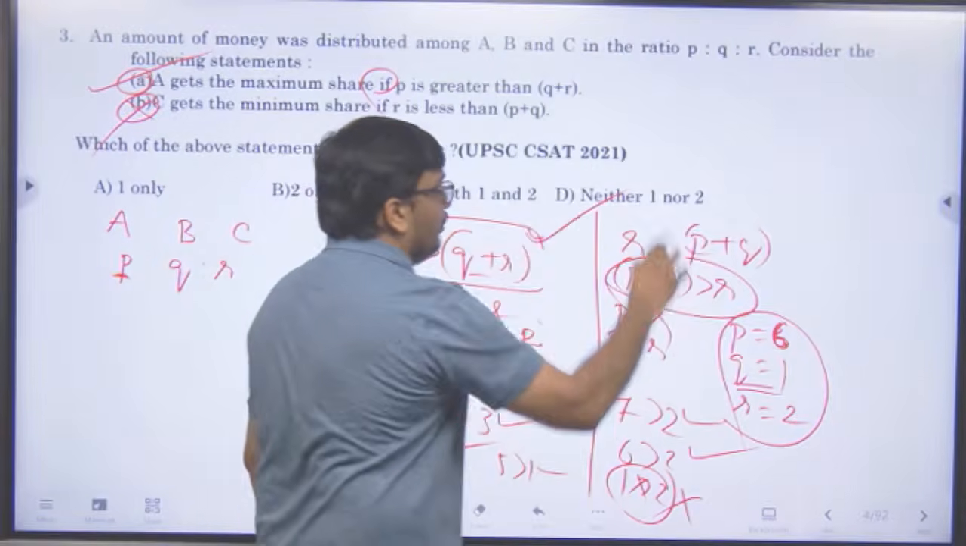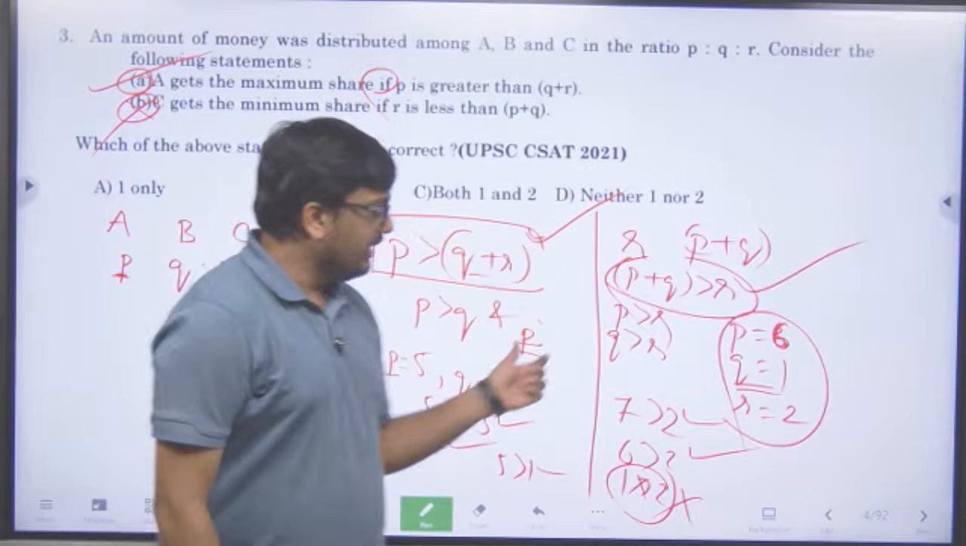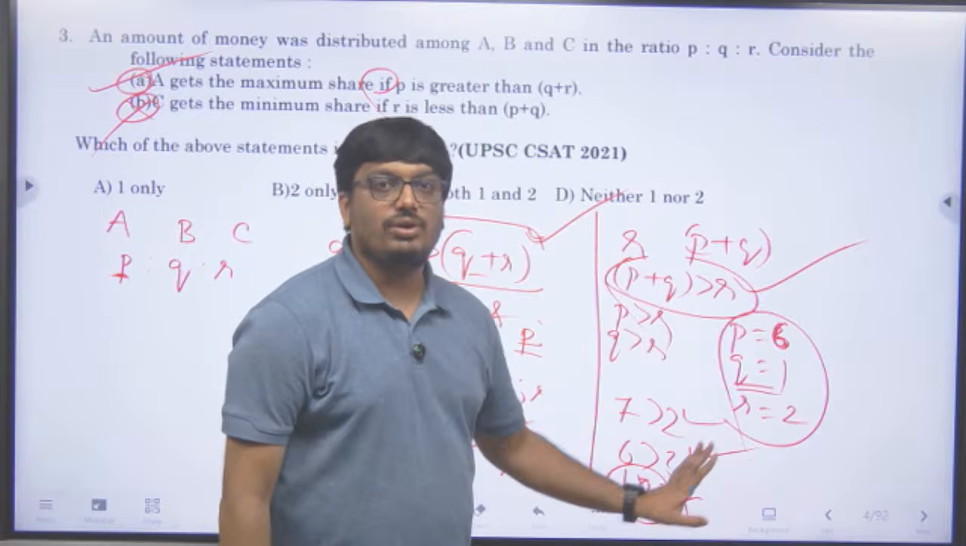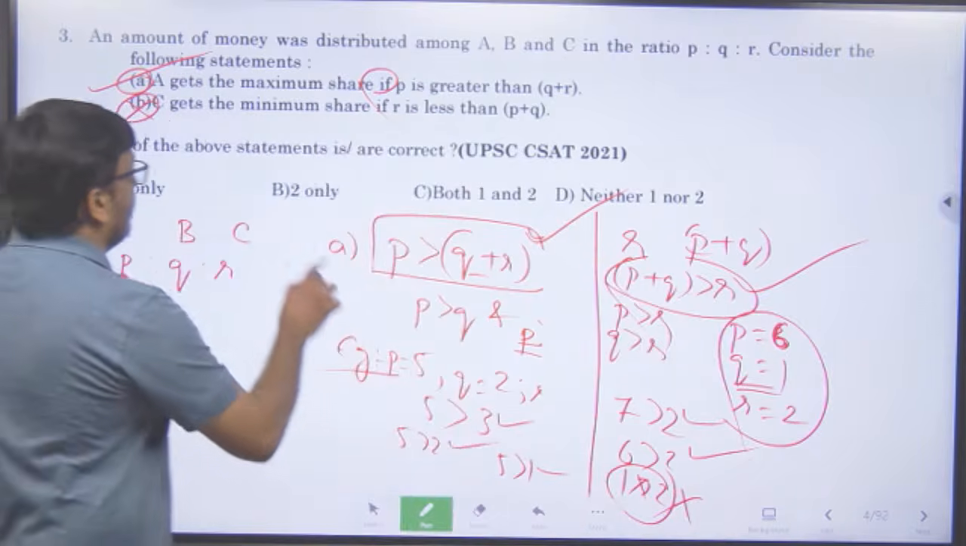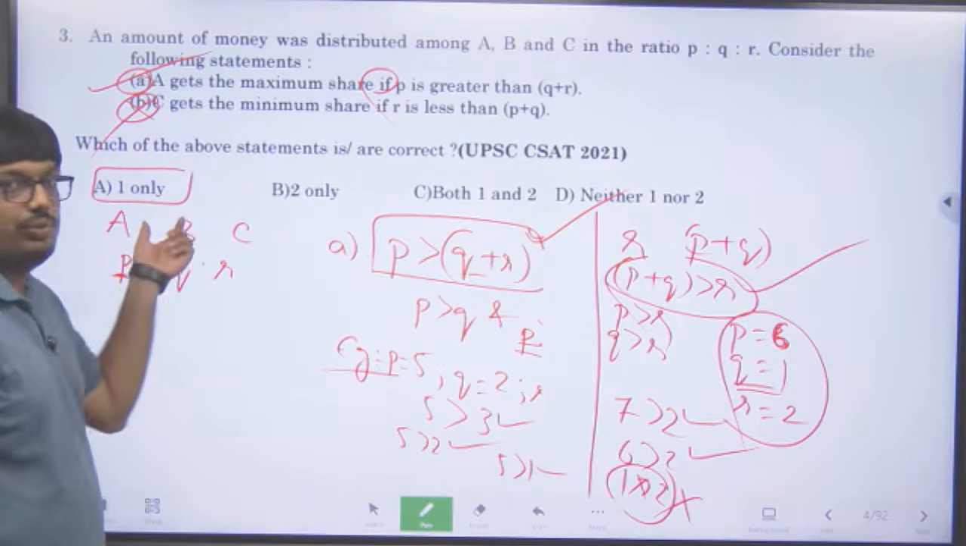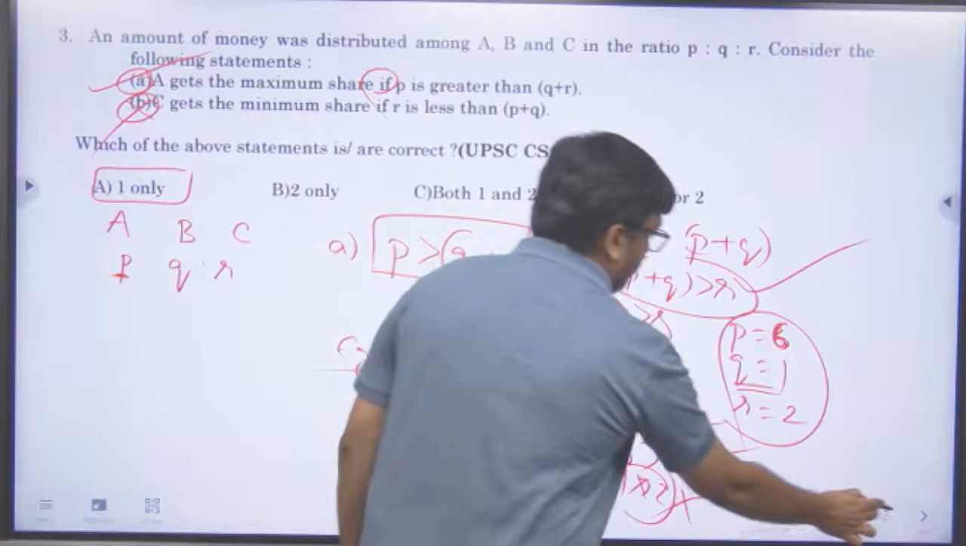Always take values for this condition and check for this one, the extended version. Here, universally, if you take any values, it holds good. But here, it will not hold good. So the answer to which of the above statements is or are correct is one only. Only the first statement is correct. Let us see the next question.